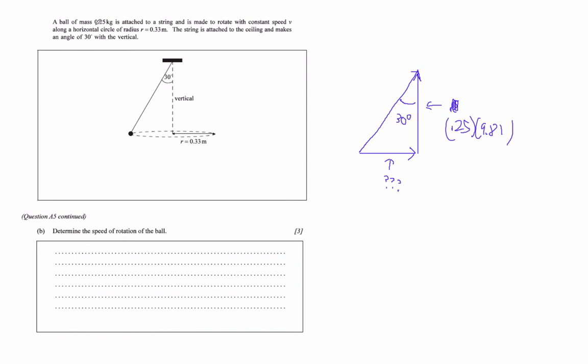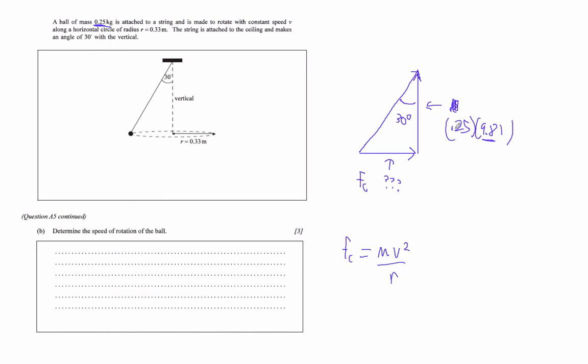And this is the mass, there's the acceleration of gravity, so it's going to be m g. Once you figure out what this force is, then I'll call this force the centripetal force. The centripetal force also equals mv squared over r.